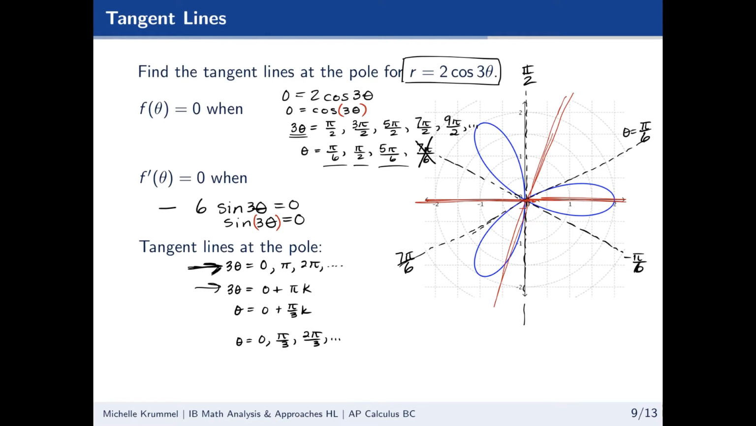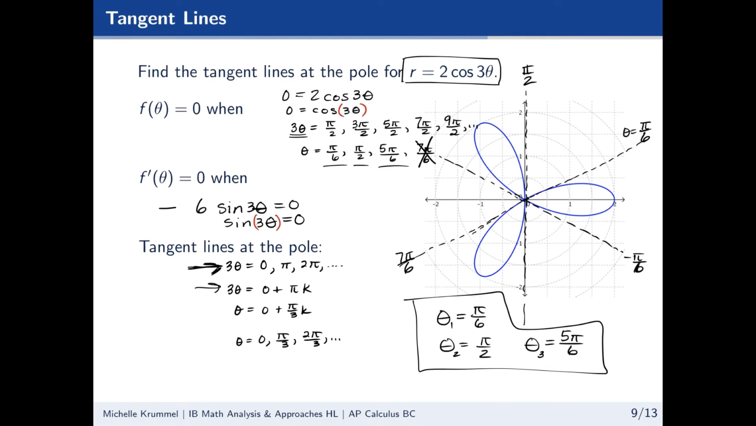So no, we do not have any overlapping solutions, which means the tangent lines at the pole, there are 3 of them. Theta equals pi over 6, theta equals pi over 2, and theta equals 5 pi over 6. Now you could use an alternative version of any one of these. For example, instead of saying theta equals pi over 2, you could say theta equals 3 pi over 2 because that is an equivalent solution. But we have 3 different tangent lines here at the pole.